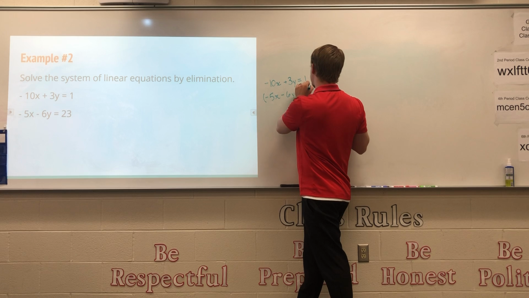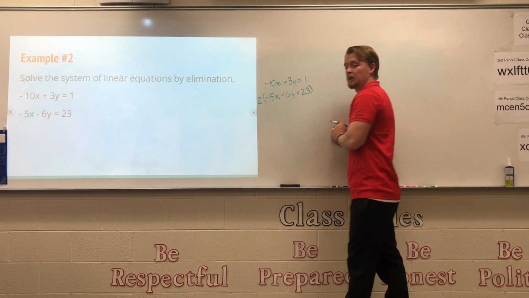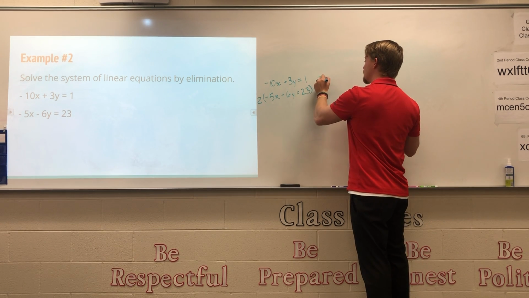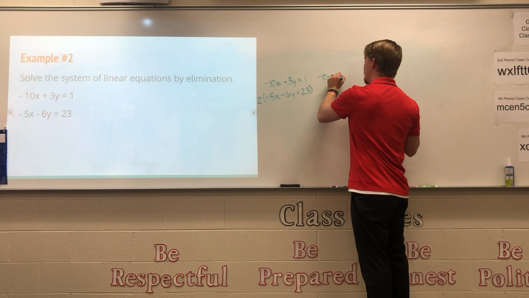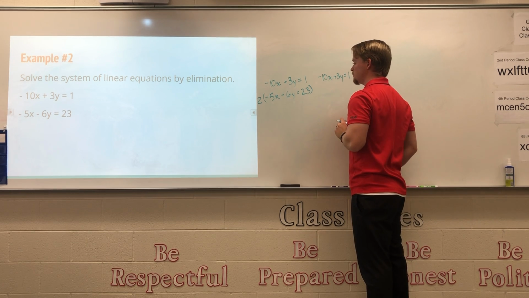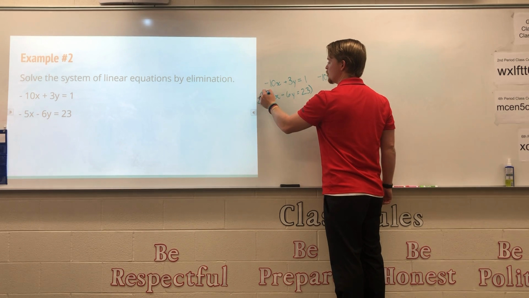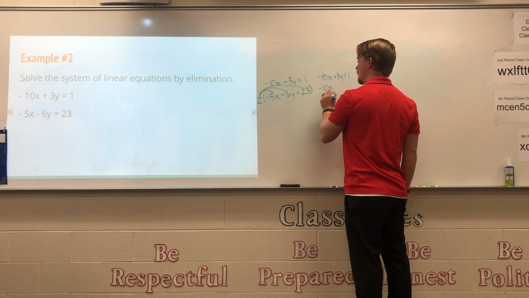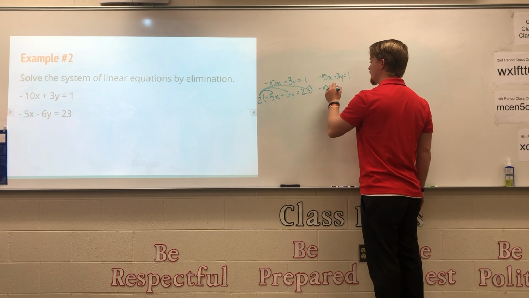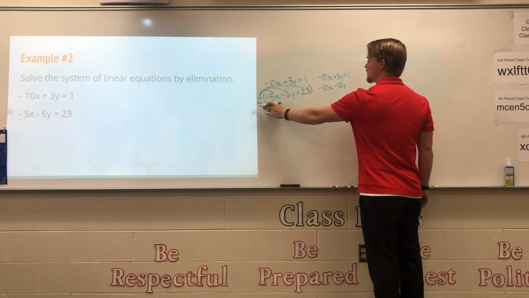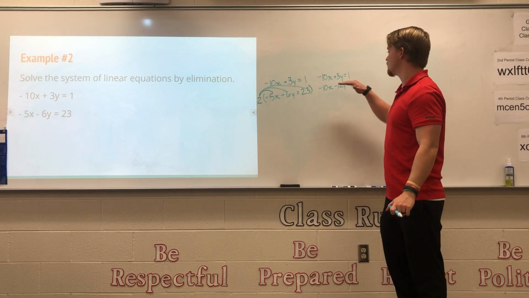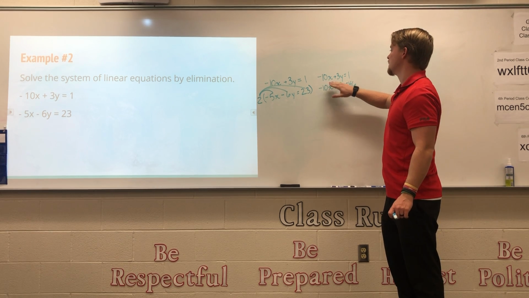So what I'm going to do is what I discussed first, multiply this whole equation by 2. So I bring over the same top equation, -10x plus 3y equals 1. And all I'm doing here is multiplying 2 by each part. And by each part, that means every part. So 2 times -5x is -10x. 2 times -6y is -12y. And 2 times 23 is 46. So now this is my new system that I'm using to eliminate.